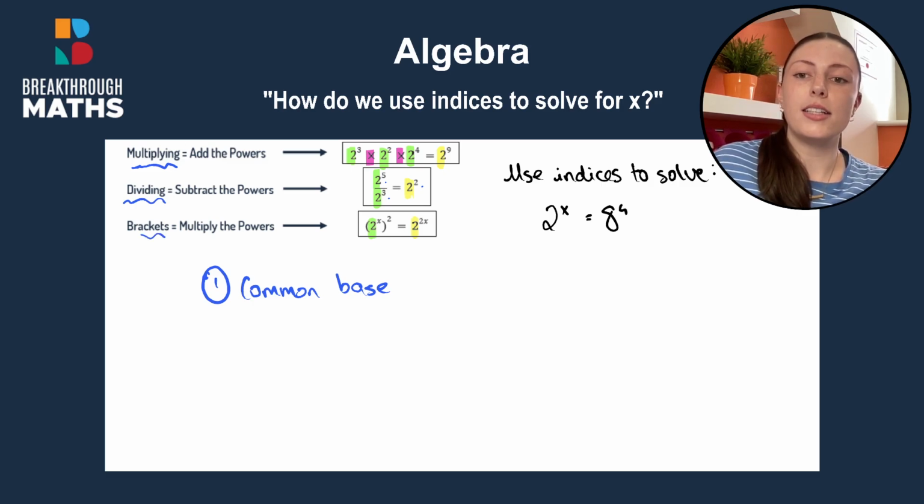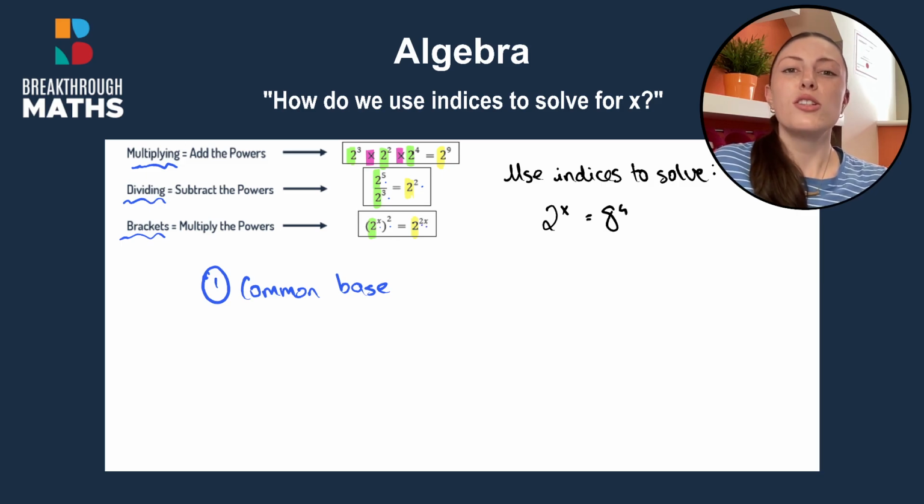Finally, when we have brackets, you multiply the powers. So here we have x by 2, which is 2x. Again, keeping the common base of 2. So once you have the common base, you can write that down for your answer, and all you're worried about then is figuring out the powers. Okay, on to our question.